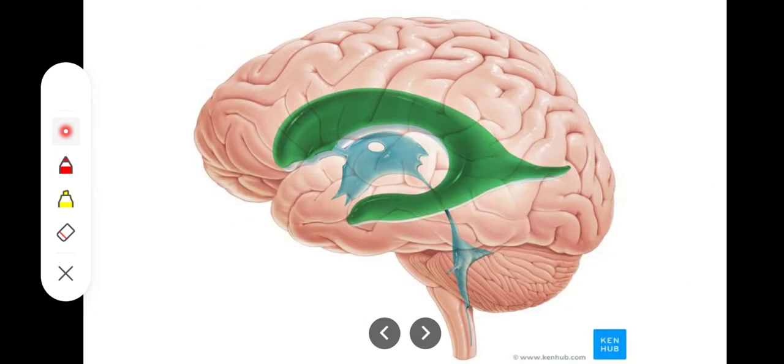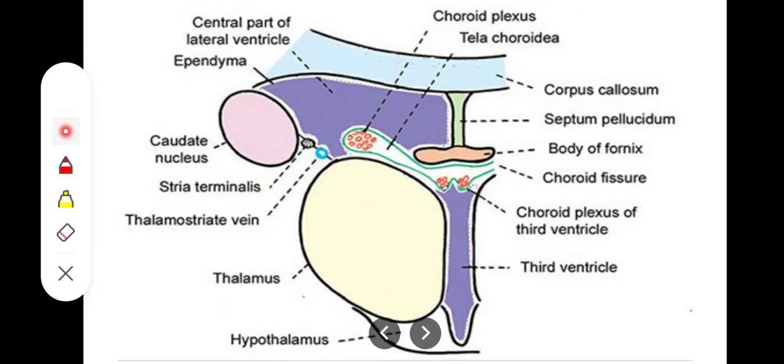The lateral ventricle consists of a body, an anterior horn, a posterior horn, and an inferior horn. We'll take a look at each of its parts in detail. If you look at this image, this is the body of the lateral ventricle. Let's look at its relations. So clearly we have the corpus callosum.